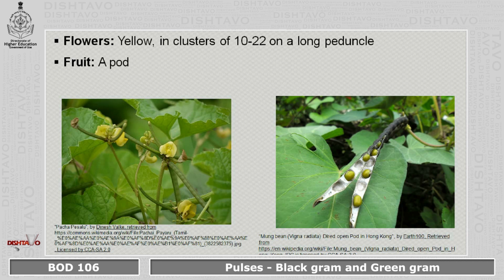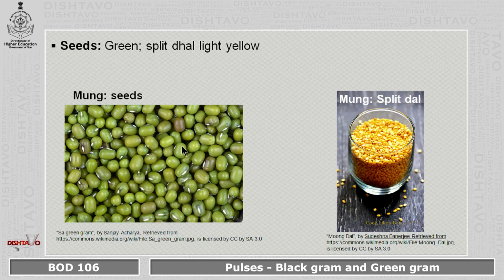Come to flowers. Flowers are yellow, in clusters. You will find on an elongated peduncle clusters of 10 to 22 fruits. And the fruit is a pod. You can see very clearly here the split open pod, which is showing green seeds. So seeds are green in color, and the split dhal is light yellow in color.